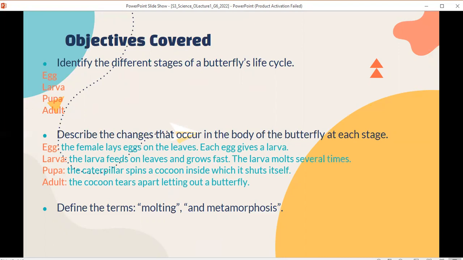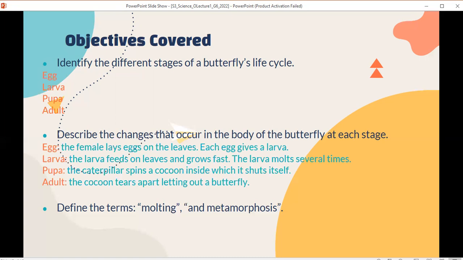This larva hatches out of the egg. It eats leaves, it eats the shell of its egg, it grows very fast, and it changes its exoskeleton. It sheds the exoskeleton. We say that the insect molts. The pupa stage, it is the resting stage. The insect is taking a rest.